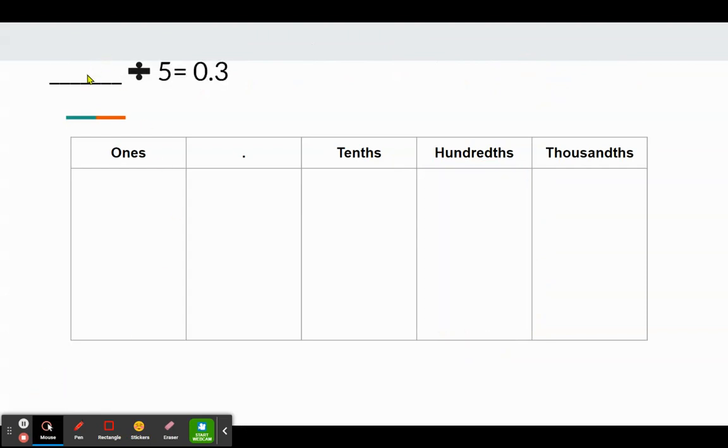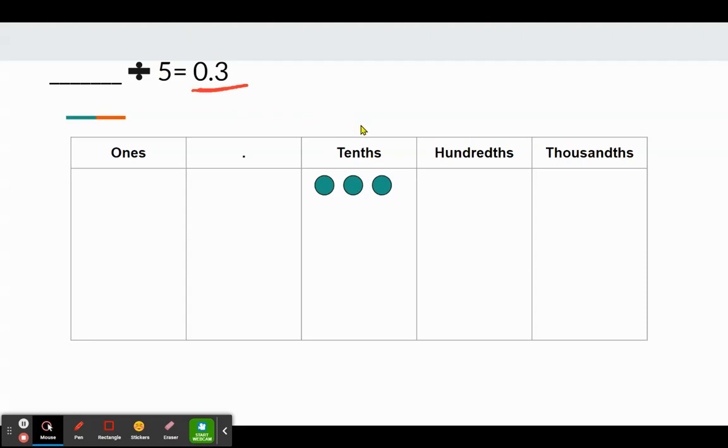All right, now let's solve this problem. Now we're going to fill in the blank. We have our quotient, or our answer, but we don't know what we divided to get to 3/10. So some number divided by 5 is going to equal 3/10. We're going to work a little bit backwards here and start with our answer. We have 3/10, so let's place that in our place value chart. In order to get to those 3/10, I had to divide some number by 5. So I'm going to put those 5 groups back.